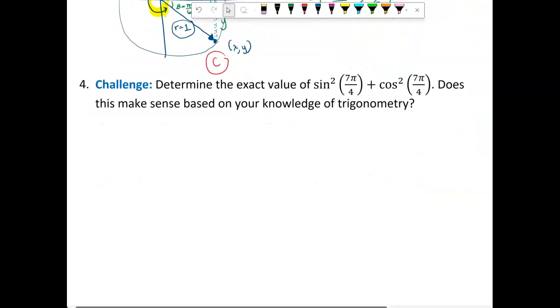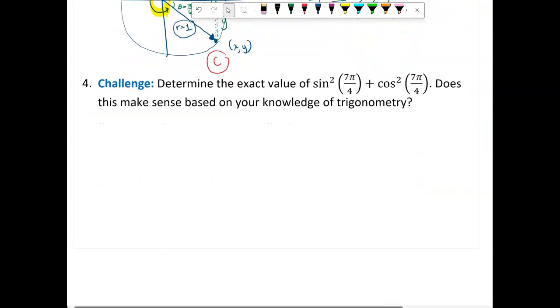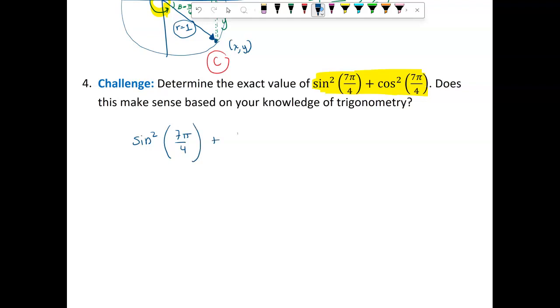Last but not least, let's try the challenge, which is to determine the exact value of sine squared 7 pi over 4 plus cos squared 7 pi over 4. Then we have to answer the next question: does this make sense based on our knowledge of trigonometry? Well, let's write out the question. We want to look at sine squared 7 pi over 4, then add it to cos squared of 7 pi over 4.